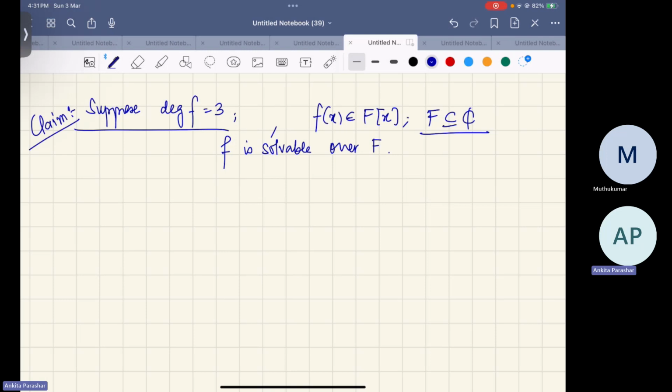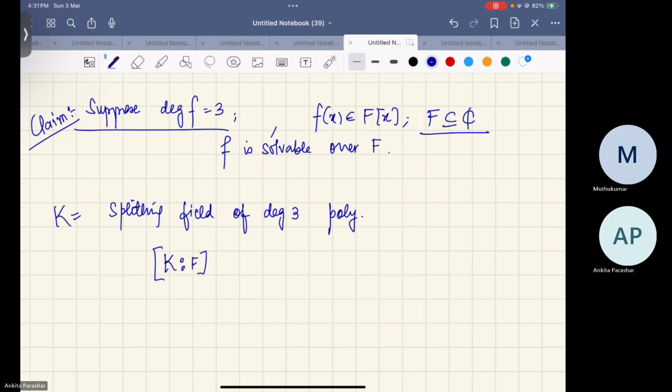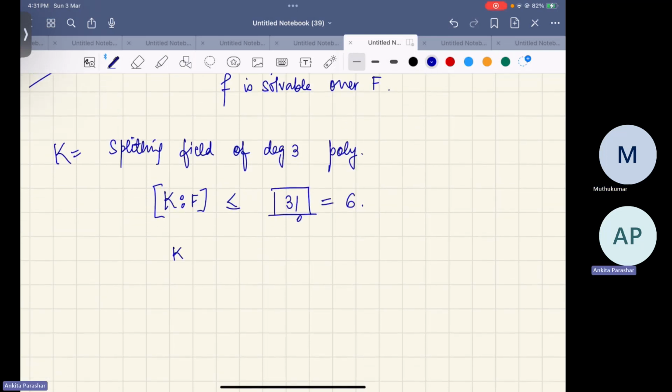If you try to remember, suppose K is the splitting field of a degree 3 polynomial, and if I ask you the extension degree, can you tell me what possibly this extension degree can be? It is less than or equal to 3 factorial. What is that? 6. So the possibilities for your extension degree are 1, 2, 3, 6. You agree? In fact, [K:F] divides this 6.